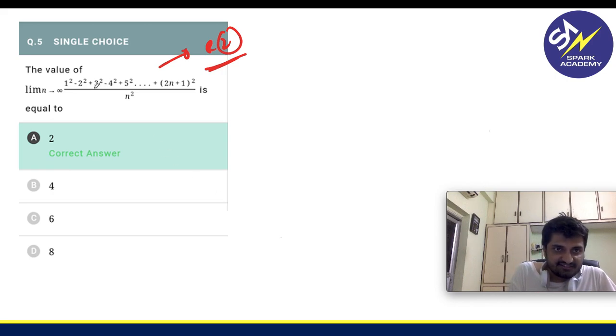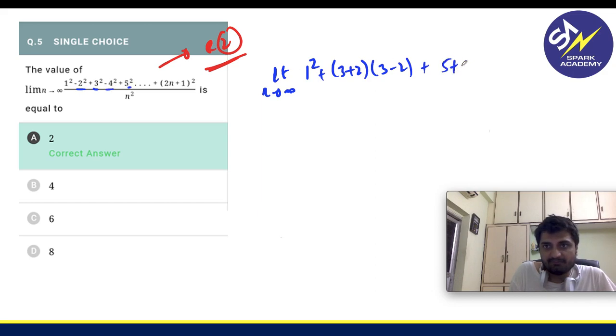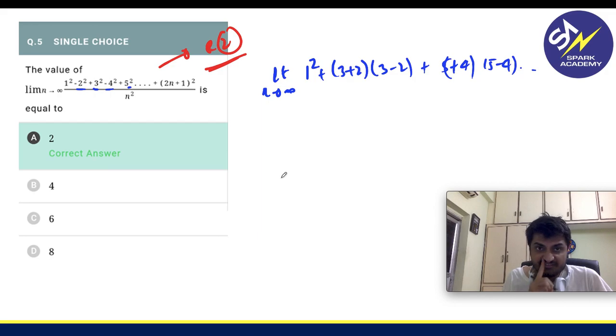So how will you write this, 3 square minus 2 square basically? So this you have to do a little bit of calculations. 3 square minus 2 square I can write as 3 plus 2 into 3 minus 2. 5 square minus 4 square I can write as 5 plus 4 into 5 minus 4. Up to so on. Correct? So this I can rewrite now as, this is like 1 square plus 2n plus 1. It's still becoming tricky, right?